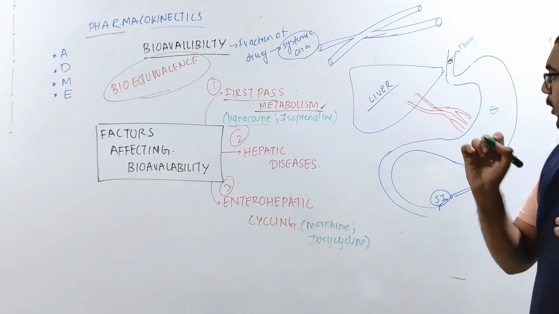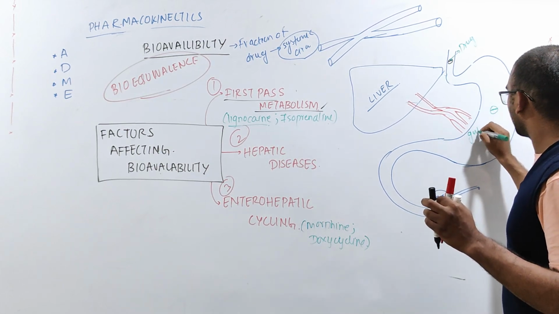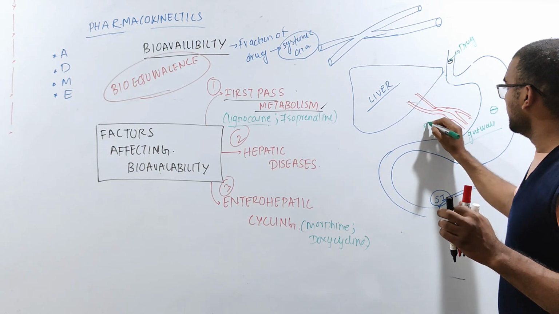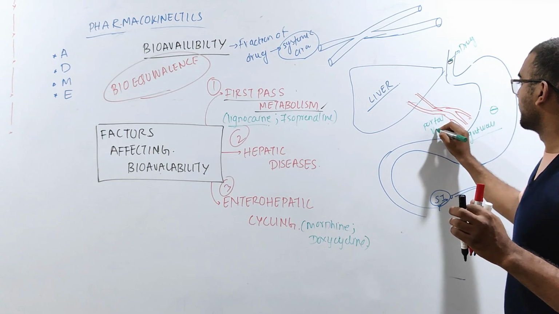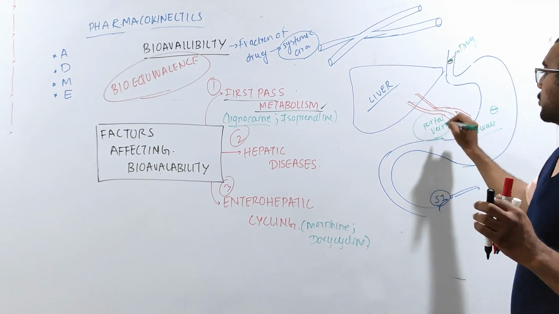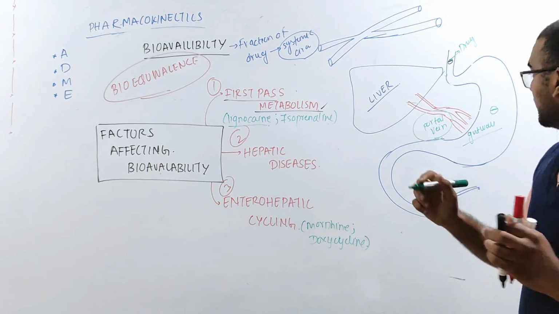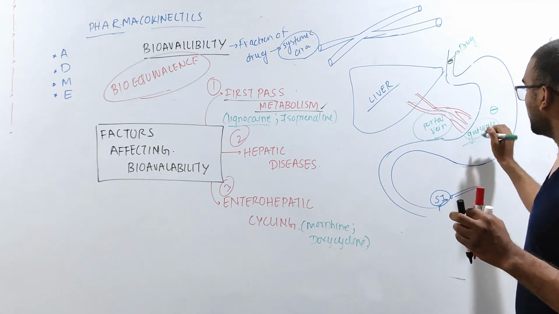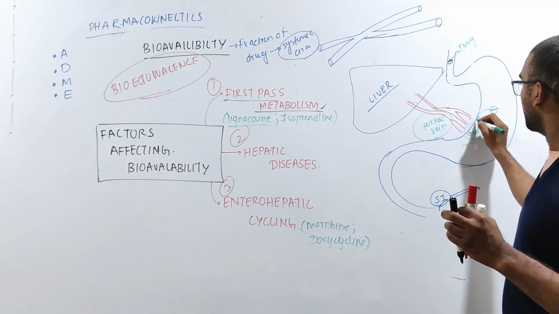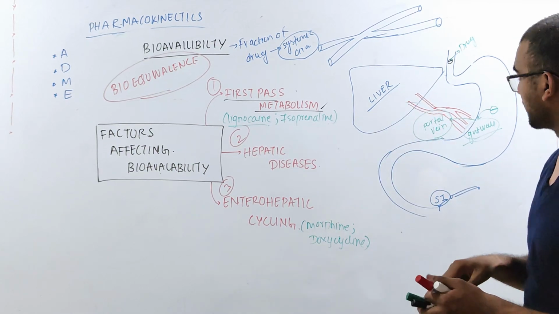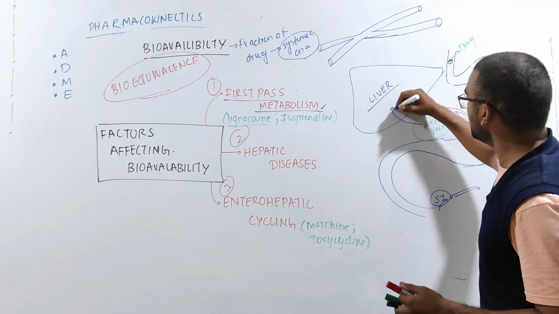Try to understand. From the gut wall, some part of the drug will enter the portal vein. There is a vein called the hepatic portal vein. So through the gut wall, the drug will be absorbed and go to the portal vein. From the portal vein, it will take the drug to the liver.